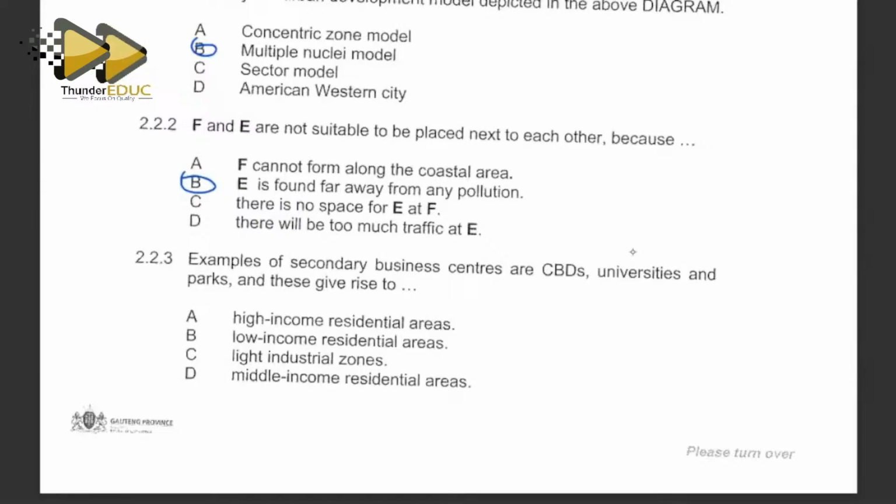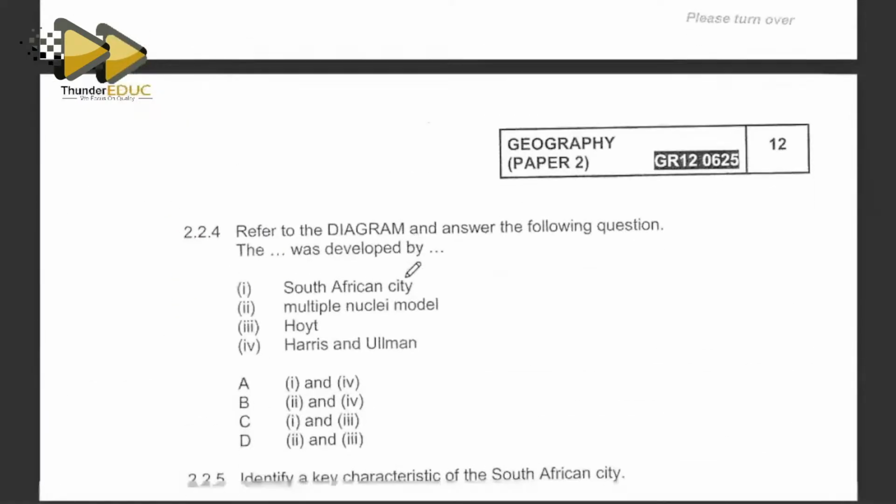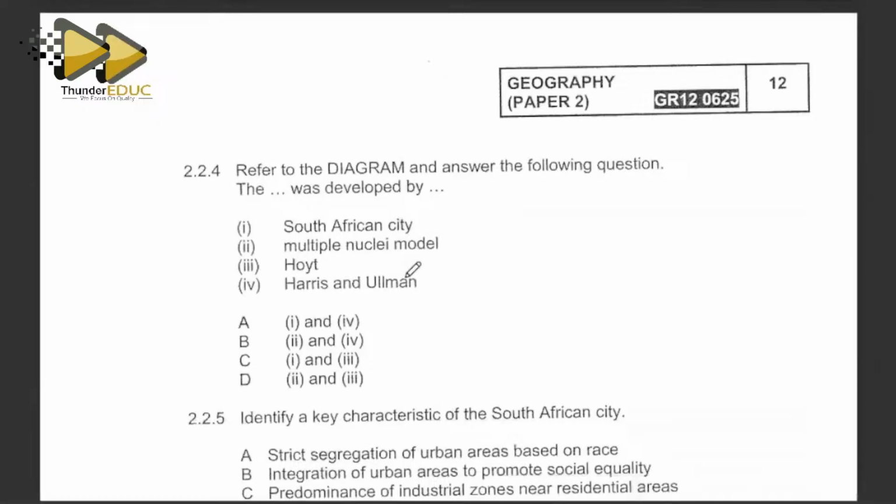Examples of secondary business centers are CBDs, universities, and parks. And these give rise to high income residential areas. The secondary business centers, they give rise to the development of high income residential areas. Right, moving on to the next question. Refer to the diagram and answer the following questions.